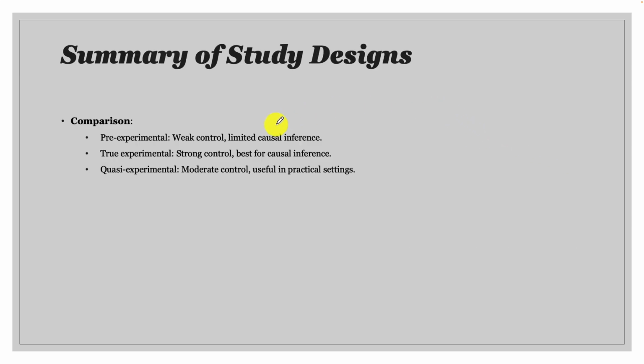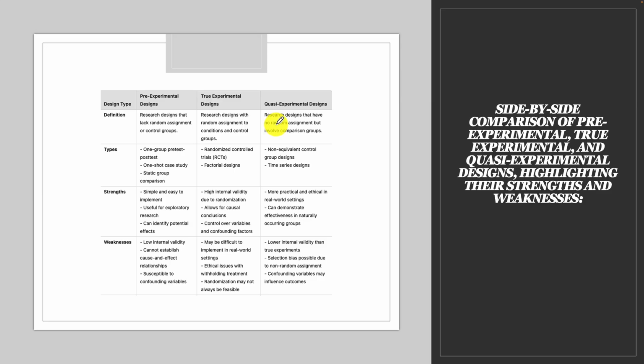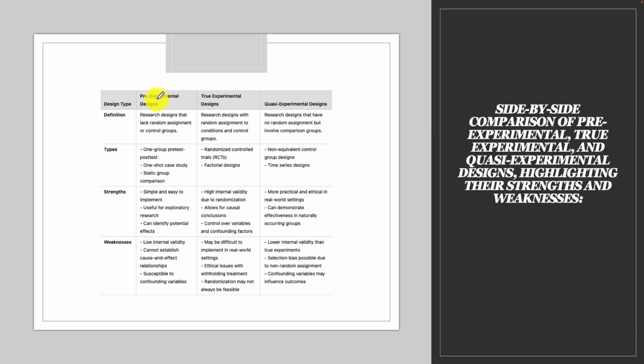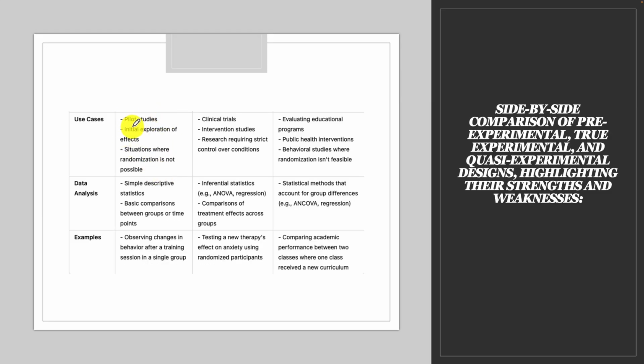So here's just a side-by-side comparison of this. And I also went one step farther, and I showed you how these things look side by side when we're looking at pre-experimental, true experimental, quasi-experimental. You can see definitions, what they are. Types, talked about that. Strengths, weaknesses, talked about that quite a bit. And then here are some of the ways we would use these. If I'm looking at pre-experimental data, when will we use this? Well, for pilot studies, for initial exploration of effects, right? So that's what I've said earlier.